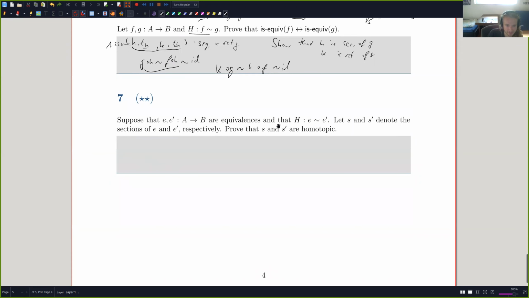Final exercise. Suppose that E and E prime are equivalences between the same types, and E is homotopic to E prime. Let S and S prime denote the sections of E and E prime respectively. Prove that S and S prime are homotopic.